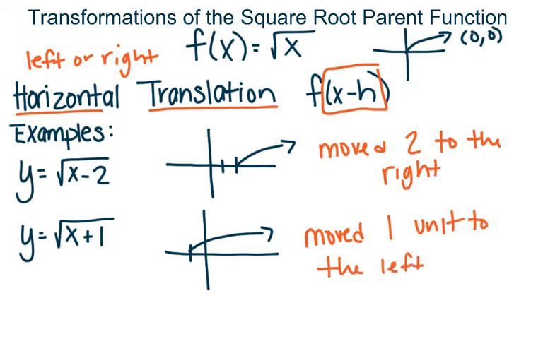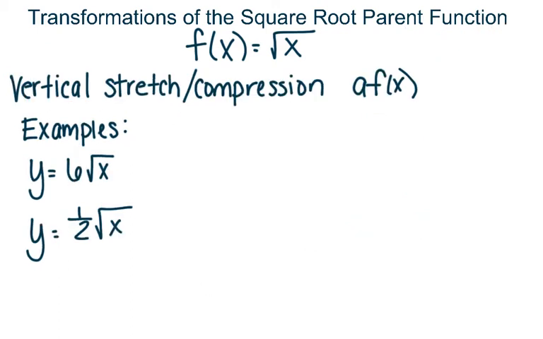Alright, and once again, if you're having trouble finding it, look at where the vertex is, and you can see that it moved from 0, 0 to 2, 0, from 0, 0 to negative 1, 0.